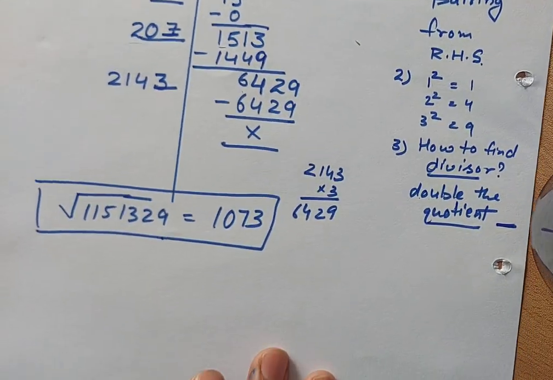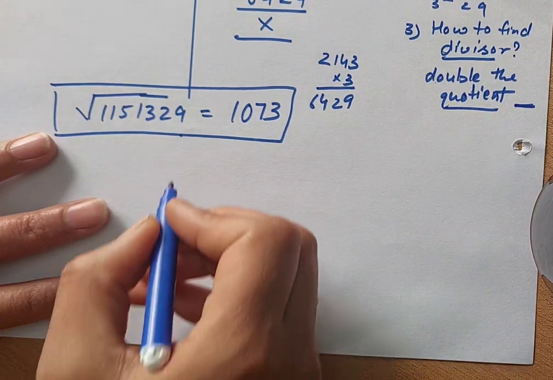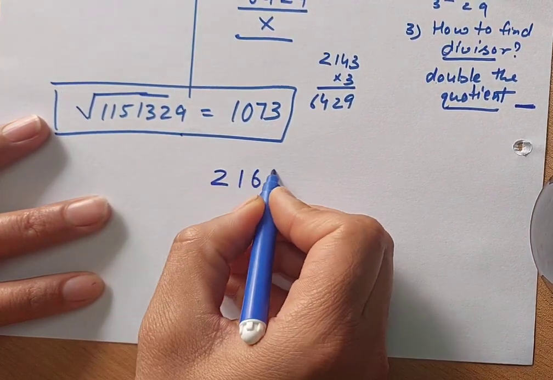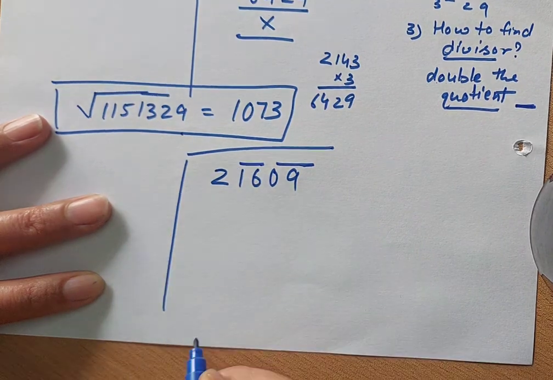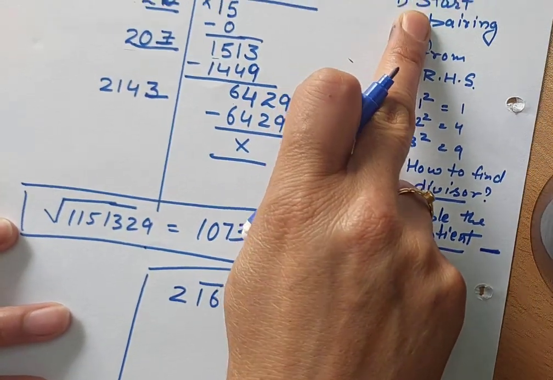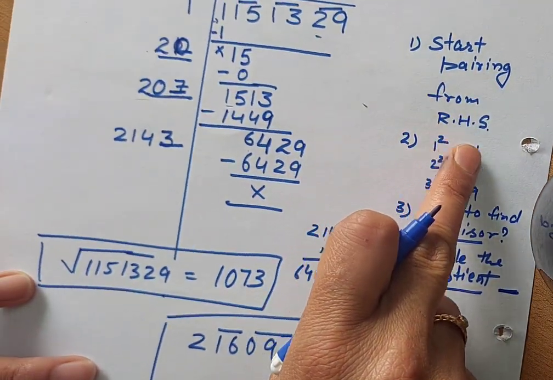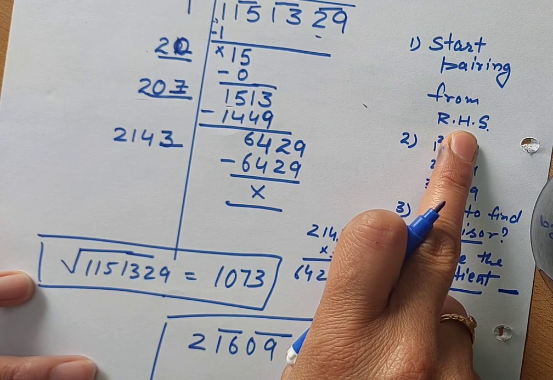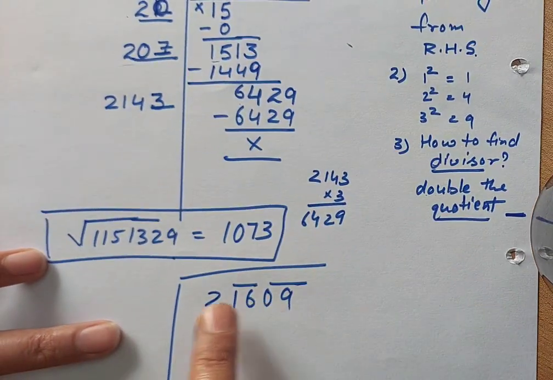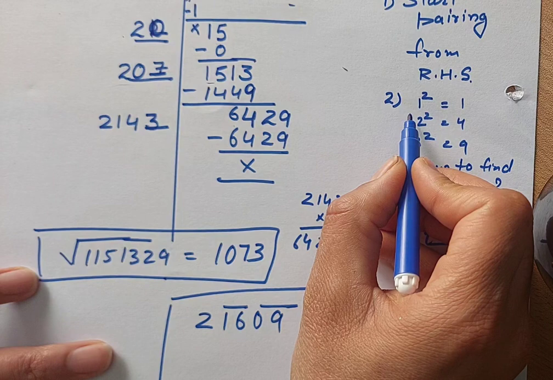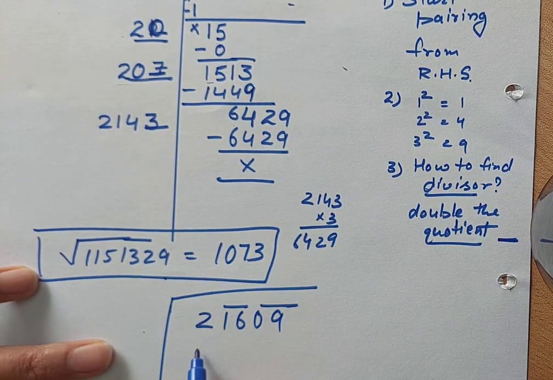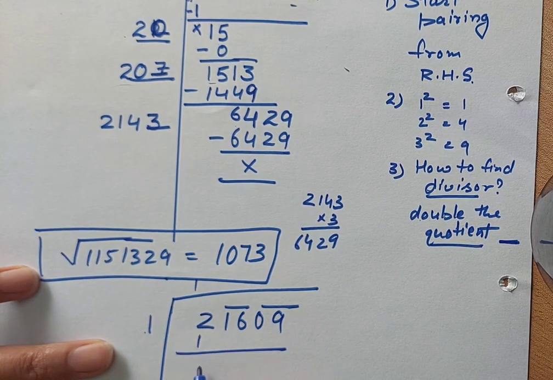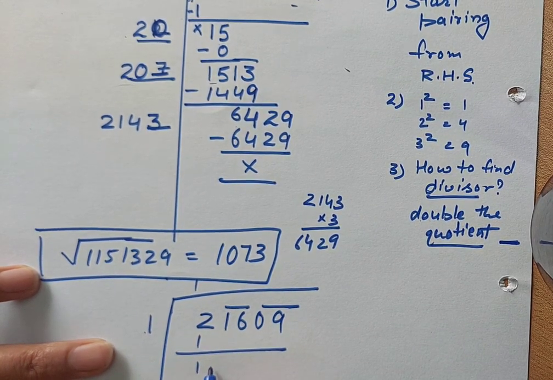Let's take an example of 21609. Okay, pair from this side. First step, start pairing from the right hand side. Okay, we started pairing. This is now the second step, perfect square table. So 1 1s are 1, 2 2s are 4. That's going to be bigger. So 1 1s are 1 only.